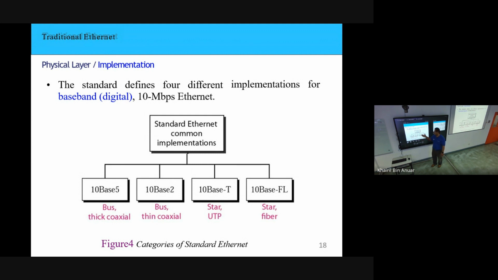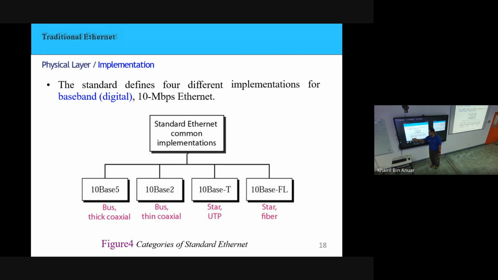Then the T represents that this is a twisted cable pair. Okay, and then you have 10 base FL, where this one is using fiber. The F represents fiber, long distance. So these different standards give you the same speed but different interfaces.